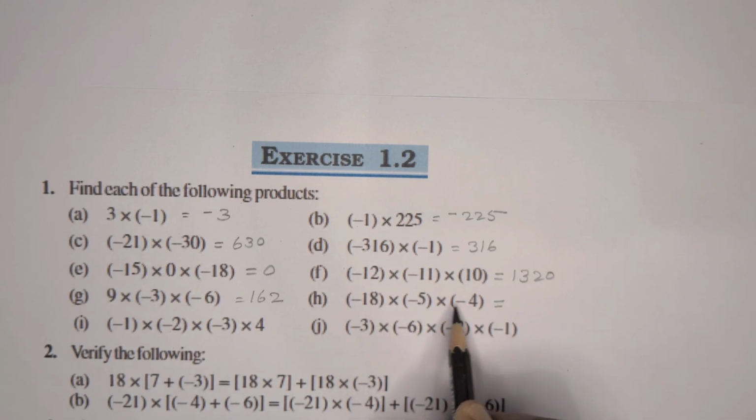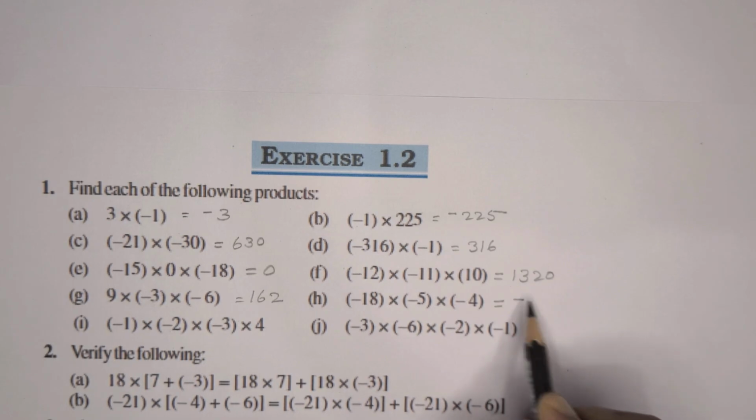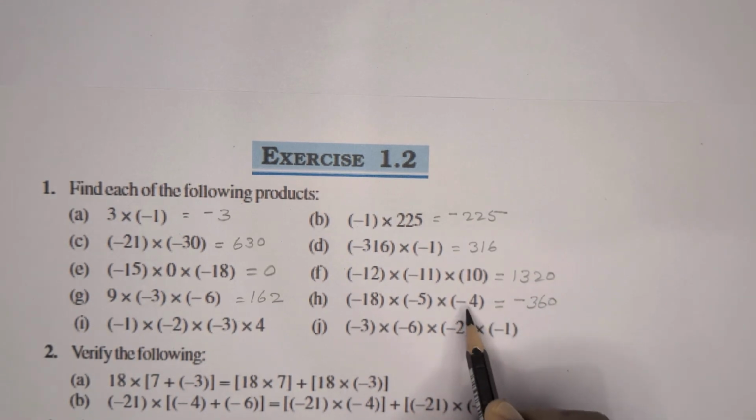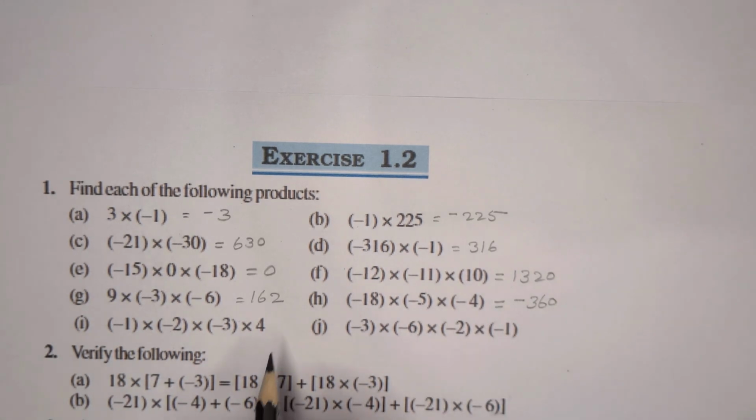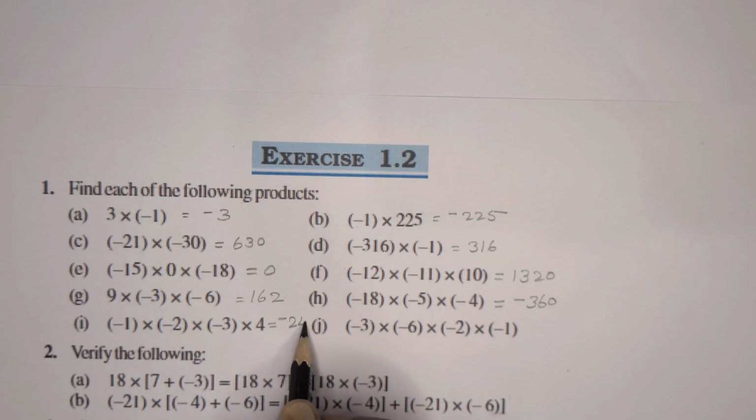Here 3 negative integers are there. So minus into minus is positive, and again one more minus, that will become negative. So minus 360. 5 into 4, 20, 20 into 18, 360. Here 3 negative signs. So minus 1 into 2, 2, 2 into 3, 6, 6 into 4, 24. Minus 24.